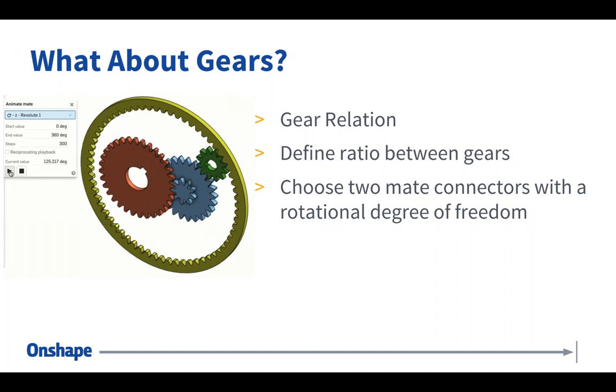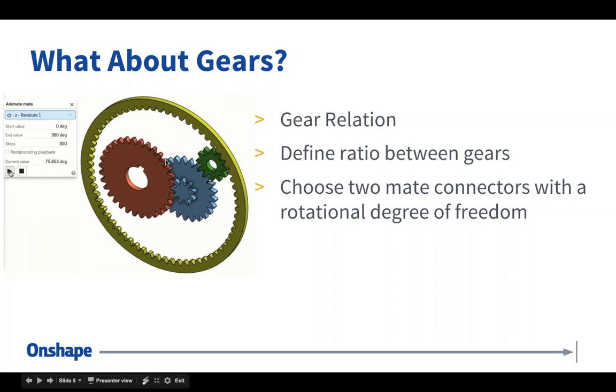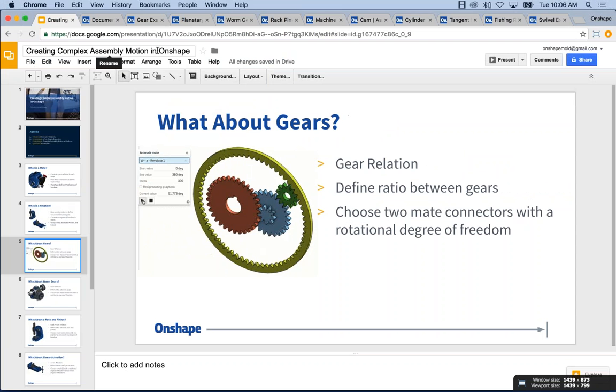And essentially what we're doing is we're choosing two mate connectors with rotational degrees of freedom. They need to be free to spin, right? And we define a relationship between those two, and we say for every one rotation of this rotates X. So real simple. Let's get into an example of it. And forgive me now, I'm going to be doing a lot of jumping back and forth. You see I have quite a few tabs open here.